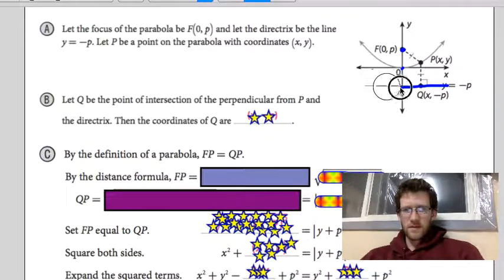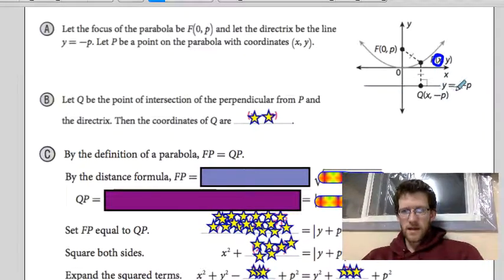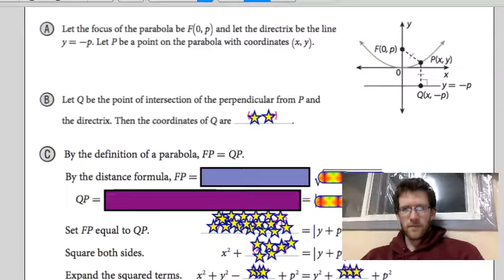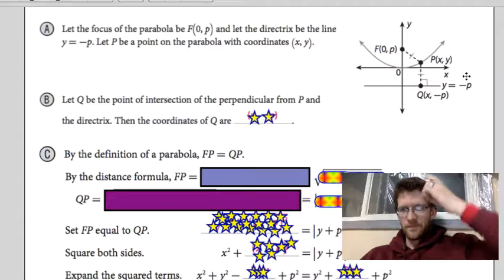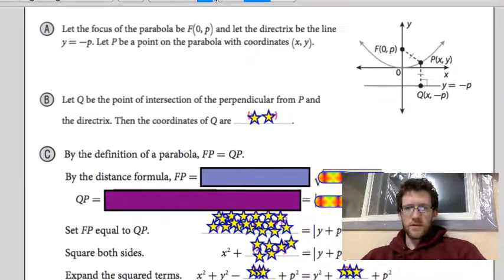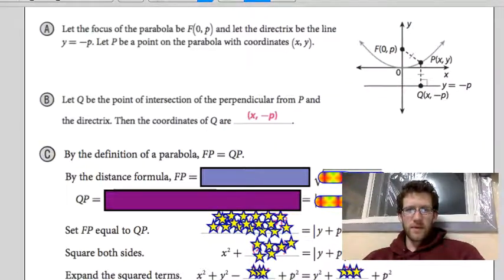So let me erase this for a sec. So here's point Q. The coordinates for point Q, the x value is going to be the same as P, right? And since it's on this line of y equals negative p, it's going to have a y value of negative p. Sorry, I used P to talk about point P and then the value negative p. So don't get too confused by that. But that just means that our x value is x, and then our y value is negative p for point Q.